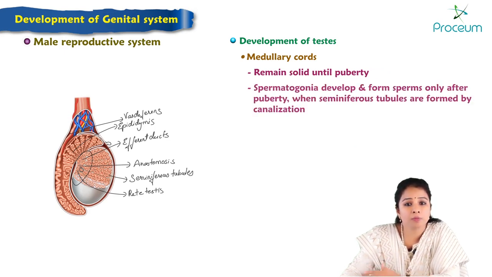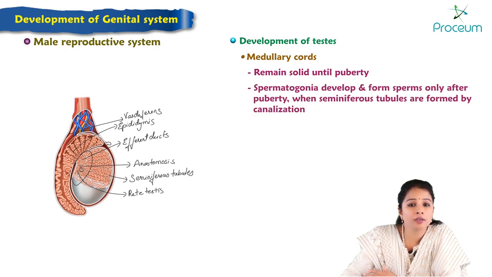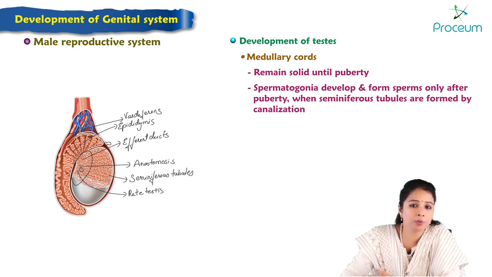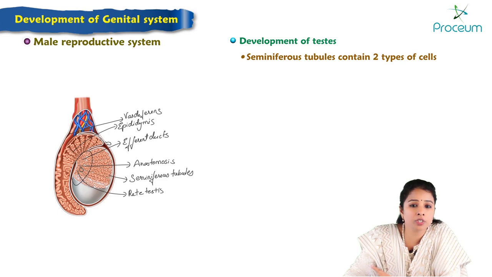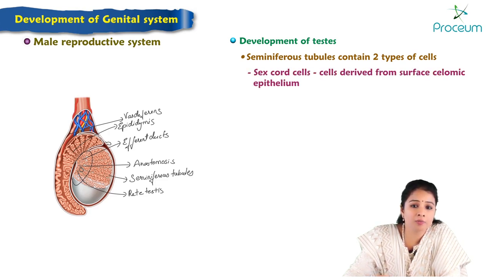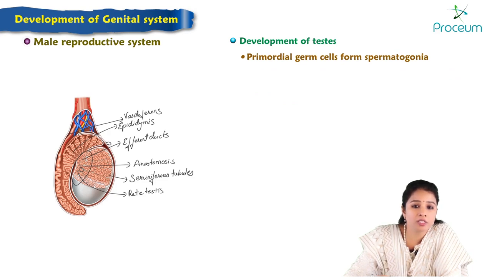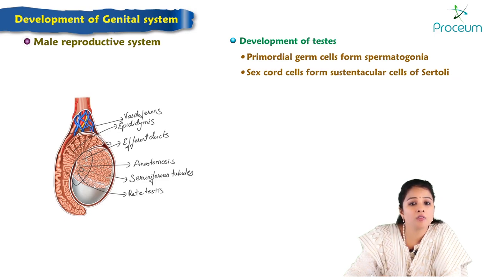And therefore, the spermatogonia develop and form sperms only after puberty. So the seminiferous tubules are formed by the canalization of sex cords. The seminiferous tubules contain two types of cells. One is the sex cord cells, which are derived from the surface coelomic epithelium. The other cells are primordial germ cells. So the primordial germ cells form the spermatogonia and sex cord cells form the sustentacular cells of Sertoli.